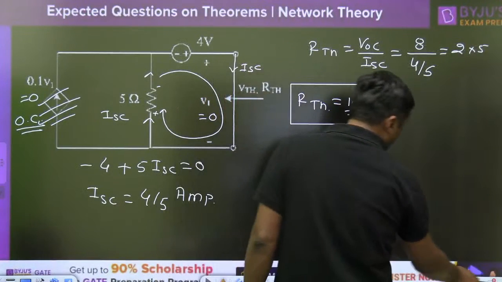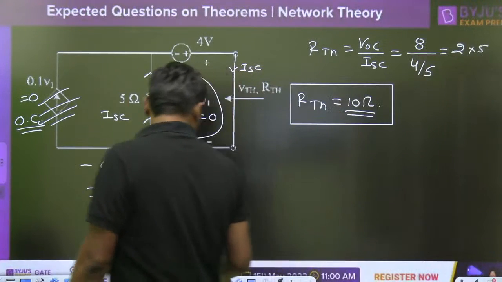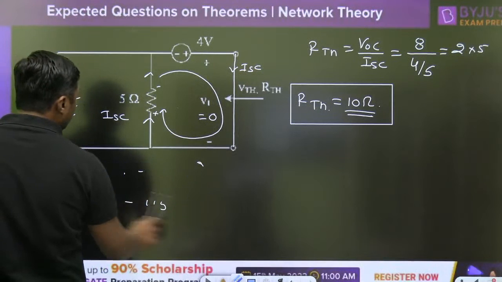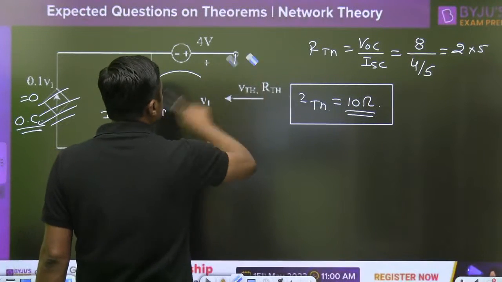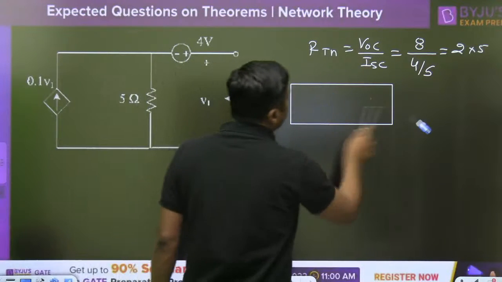I am giving you the shortcut for this. If only RTH is required, then you can use the 1 volt battery here. Only if RTH is required, then you can use it.